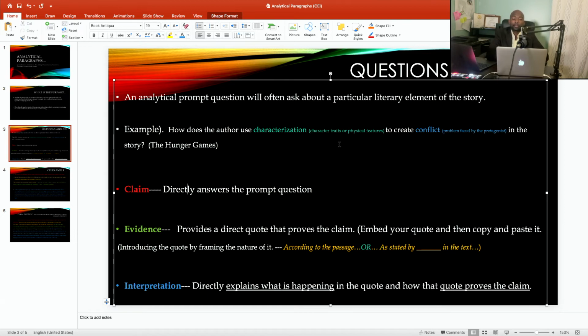So let's take a look at the sample. It asks the question, once again, how does the author use characterization to create conflict in the story? And we use the Hunger Games for this. So, spoiler alert, if you have not read the Hunger Games, you might not be too keen to watch this part, okay? Because we're going to give you a little bit of the plot from the Hunger Games in our response to this. So, claim, evidence, interpretation. How does the author use characterization, which means character traits, to create conflict? How does it happen? So let's look at the claim.